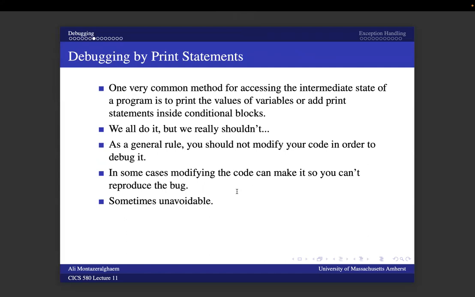A common method for finding bugs in programming is printing the variables at the intermediate state. This means that we are printing the values of these variables to find their values, and based on the values that they have, we are trying to find the bug.